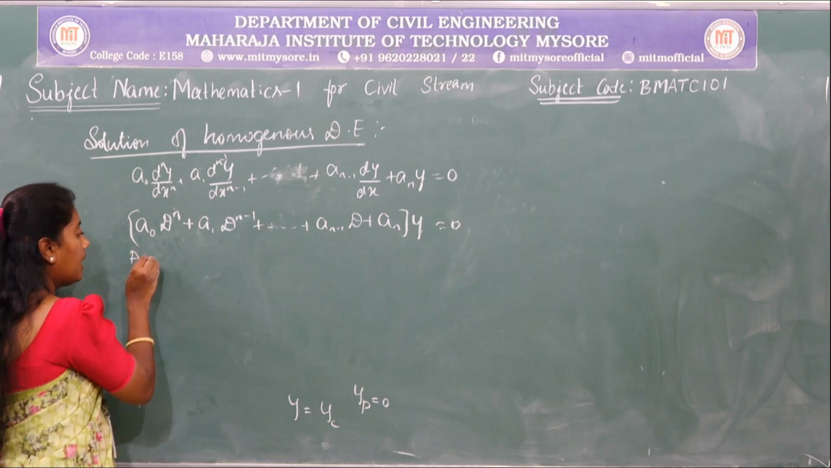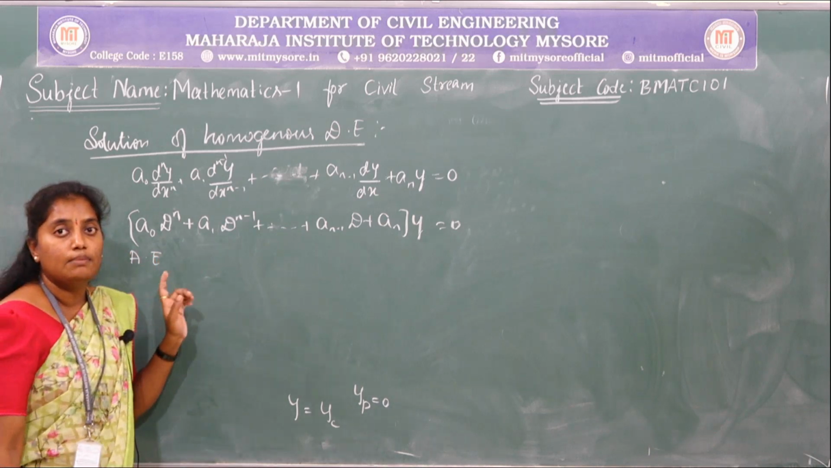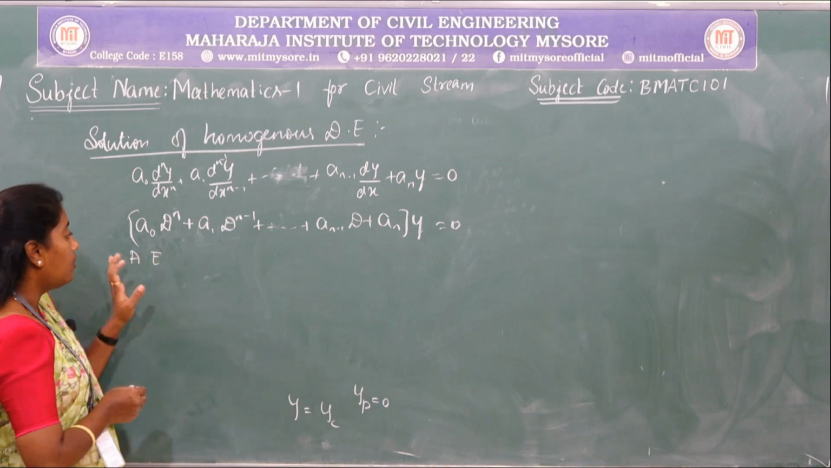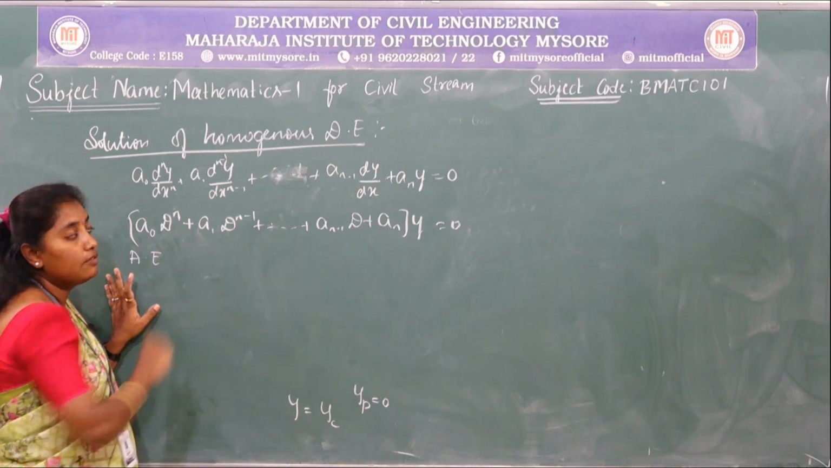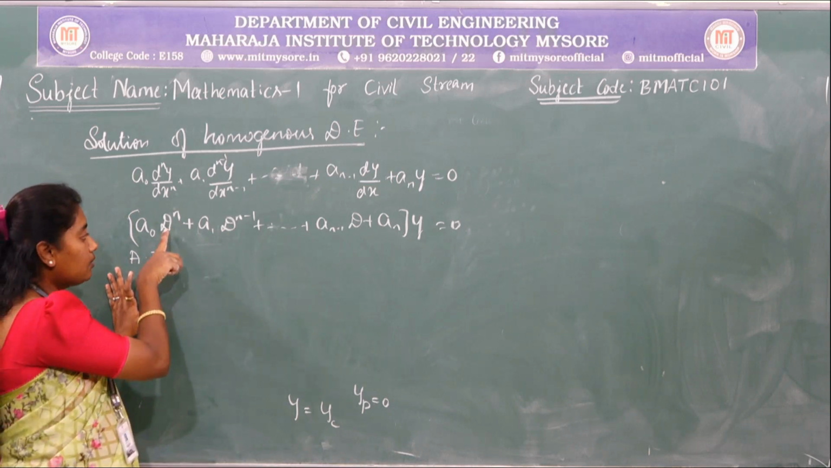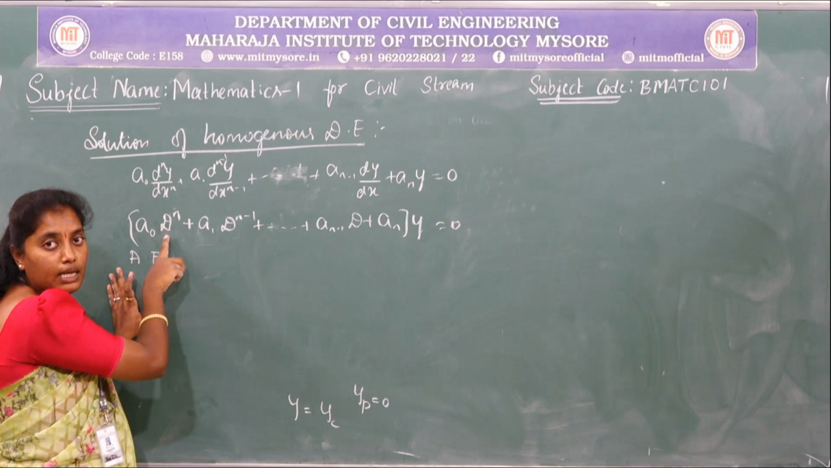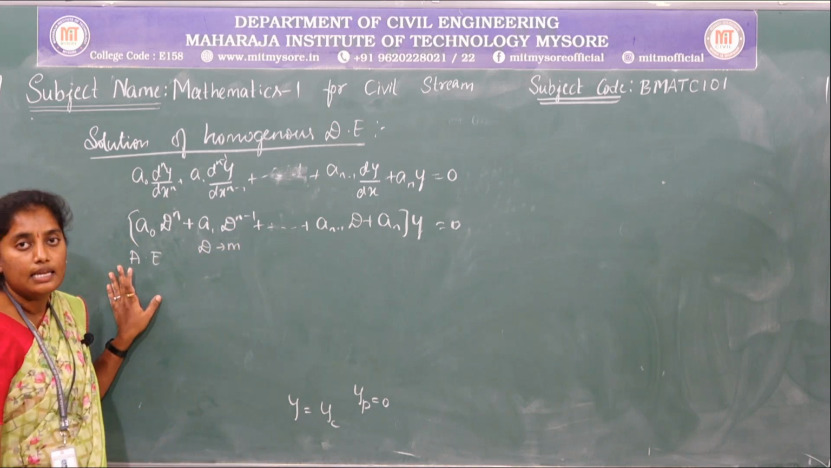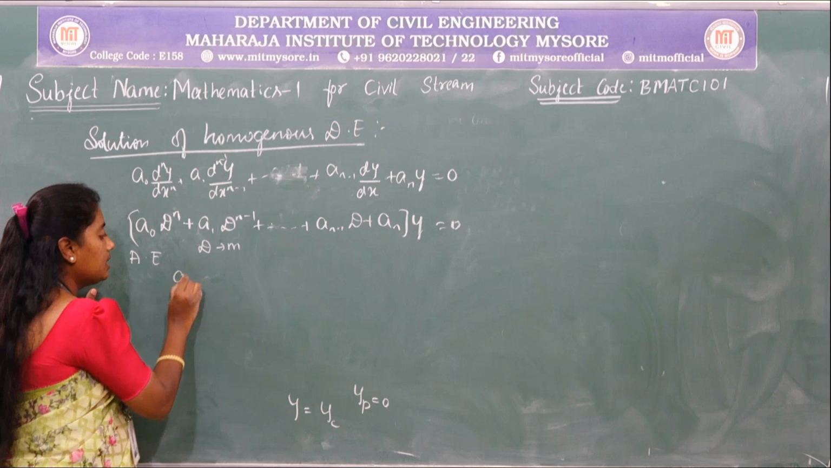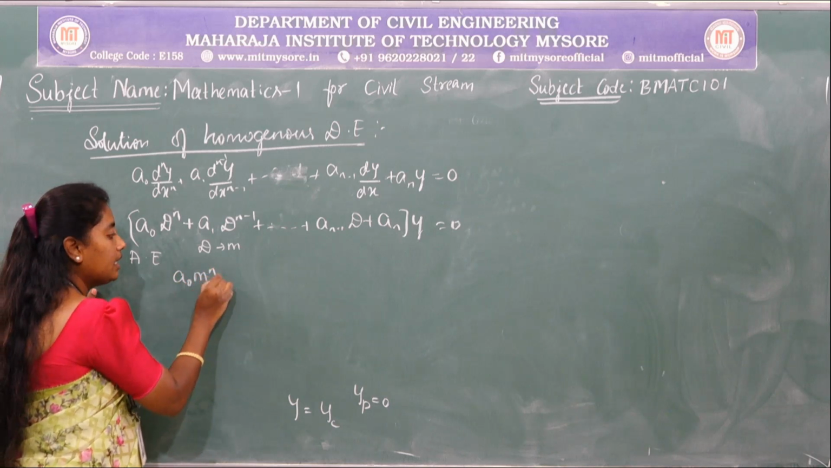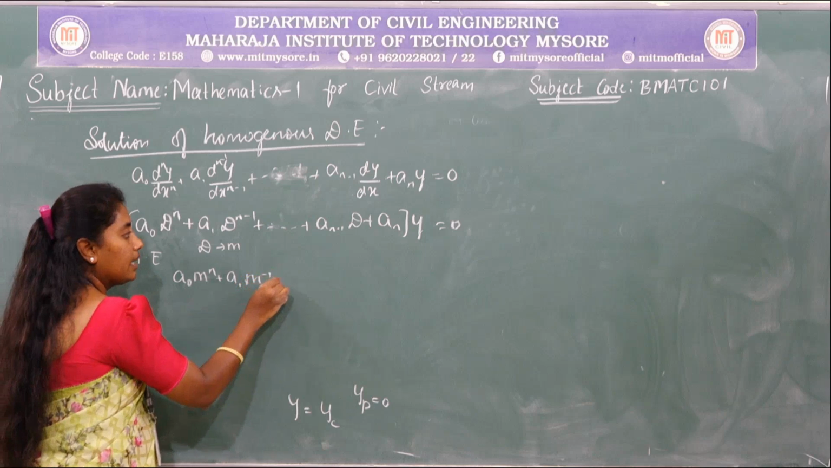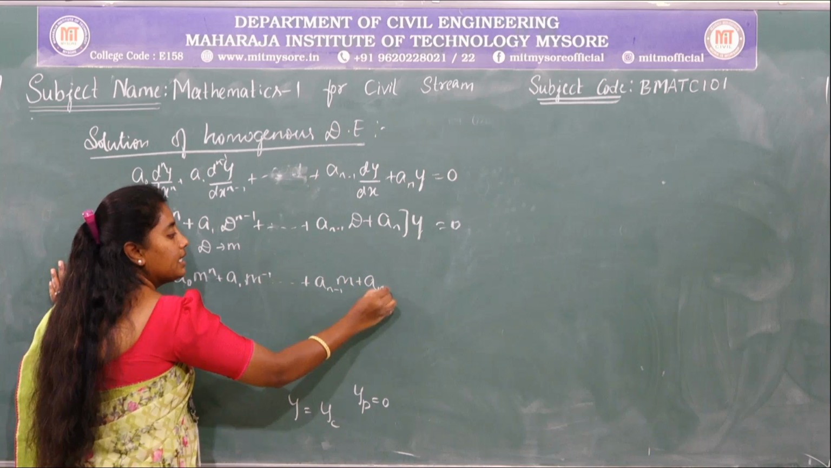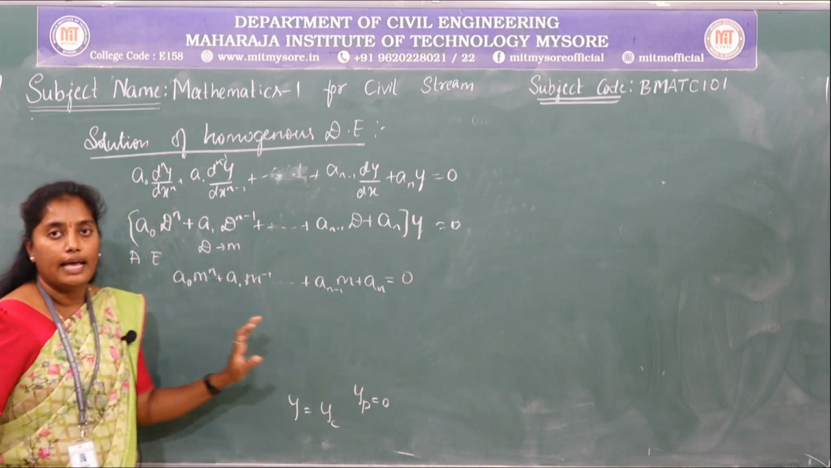Next we have to write the auxiliary equation. So, what is the meaning of auxiliary? Auxiliary means it represents a scalar or a constant term. We have to write the auxiliary equation from the given differential equation. For that, we just have to replace the D, that is the differential operator, by a constant called m. I represent that constant as m. Then the equation becomes a naught m power n plus a1 m power of n minus 1 plus a n minus 1 m plus a n is equal to 0. This is called the auxiliary equation.